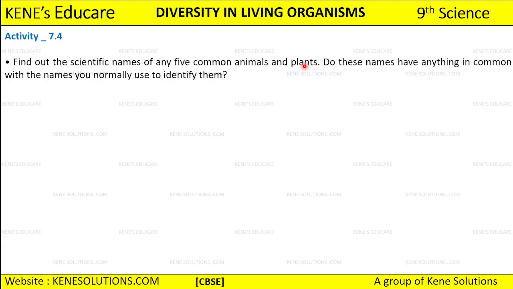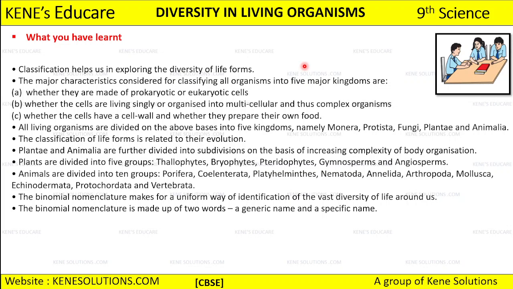Now see, this is what we have started. You know that we have discussed how the diversity of life forms has been classified and how the classification is helping us in identifying the characteristics of all the 5 major kingdoms that we have, right? Whether they are prokaryotic cells, whether they are eukaryotic cells, whether the cells are living singly or are organized into a multicellular form and forming a complex organism, right?